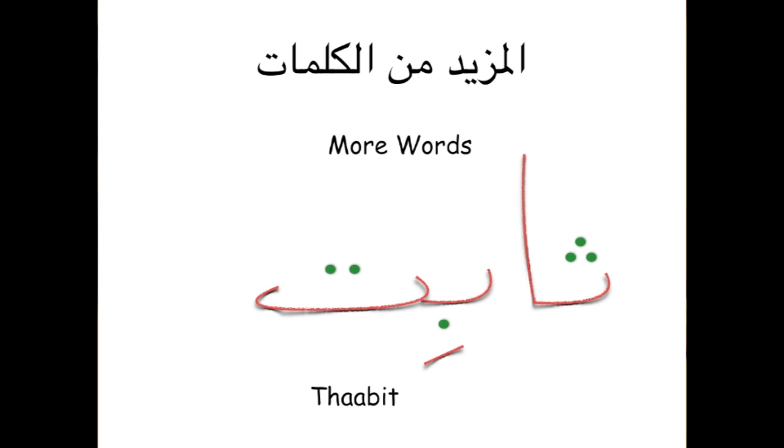Okay, let's read it. The Alif is a long vowel, so that would make it Tha. The Ba has a Kasra below it, which makes it B, and the Ta to end the word. So combine it all together and you get Thabit, which means constant.